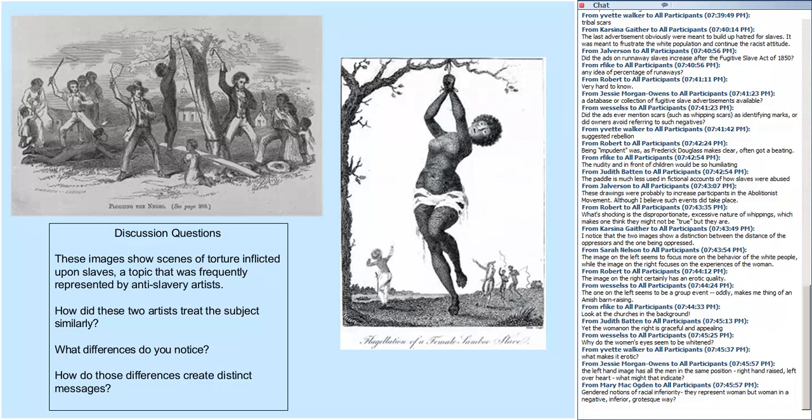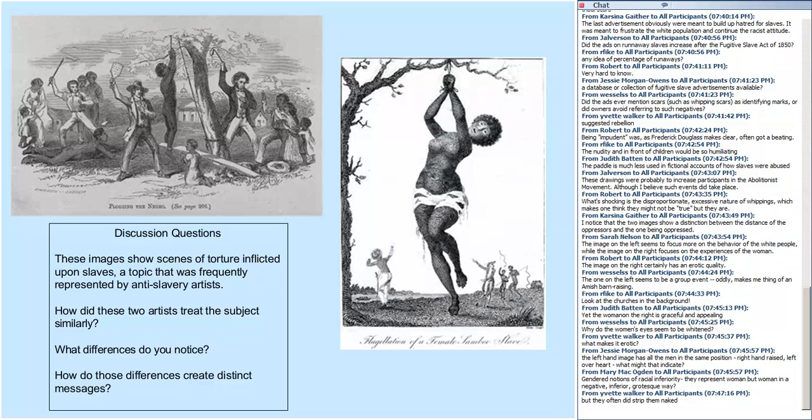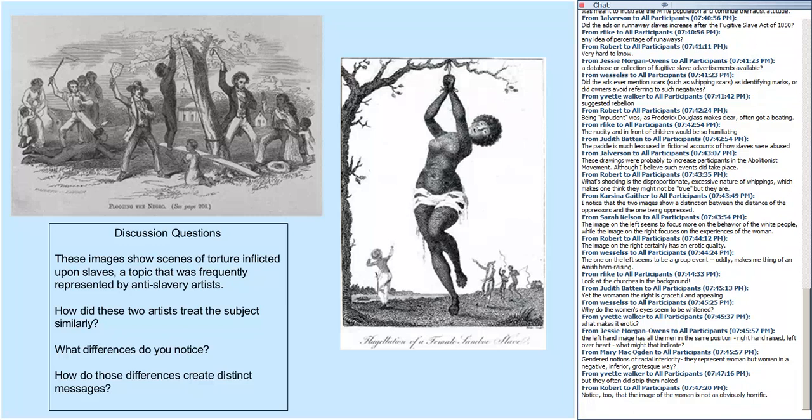Okay. Does anyone have any more comments or questions on these before we move on? What would you say, Maurie, about the background on the picture on the left, what looks like a church or a government building back there? I think those are meant to be churches, and they're meant to point to the hypocrisy, as anti-slavery activists would see it, of somebody professing to be Christian and then whipping slaves.